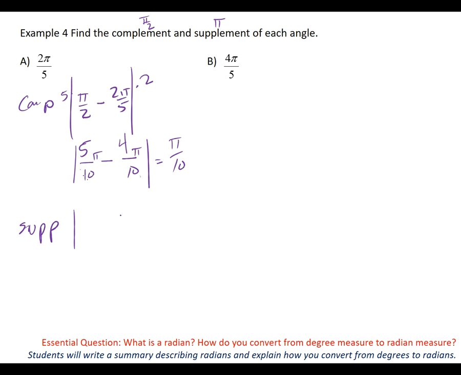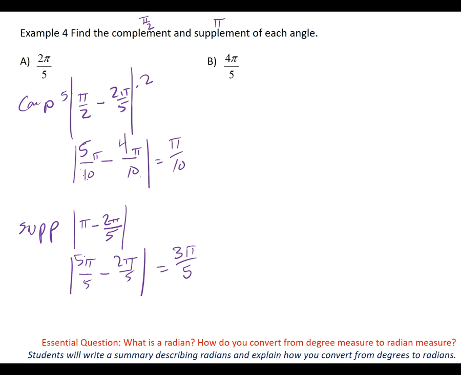Again, I'm going to use absolute values because I want the positive angle. So if we get a negative angle, just make it positive. I'm going to do pi minus the 2 pi over 5. What is my common denominator going to be this time? Value, that would still be 3 pi over 5, right?